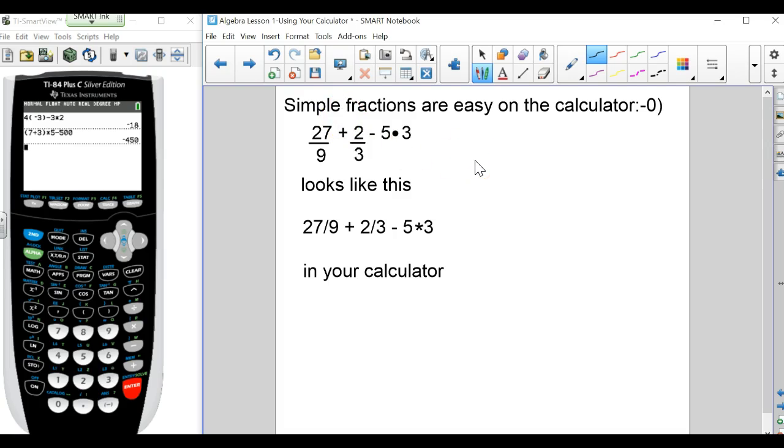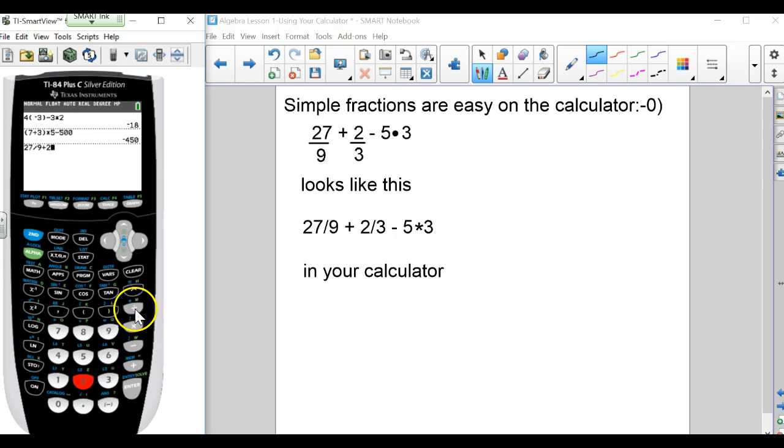Simple fractions are easy for your calculator. You just type them in like division problems. So when we're going to type in 27 over 9 plus 2/3 minus 5 times 3, we just simply say 27 divided by 9, and that's what that fraction looks like in your calculator, plus 2 divided by 3, that's 2/3 in your calculator, minus 5 times 3. So now we've typed in this expression, we hit enter, and the answer is negative 11.3 repeating.